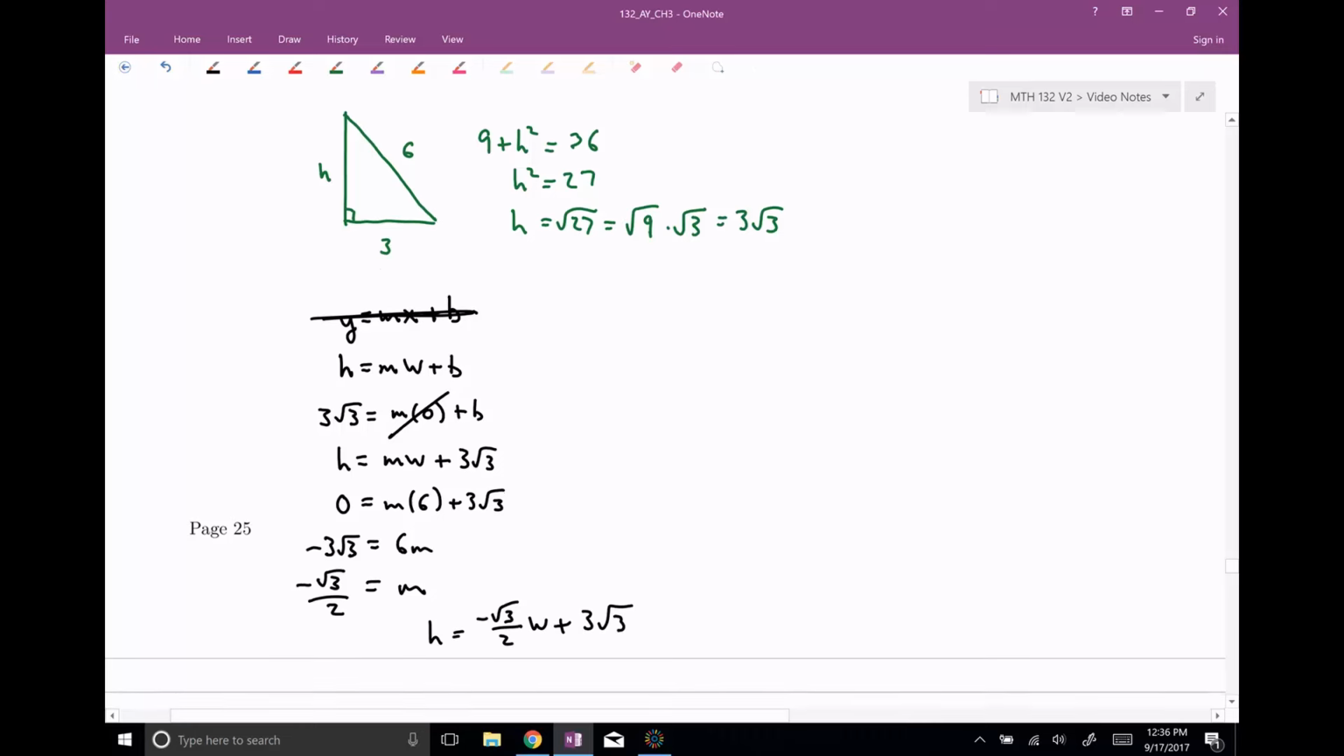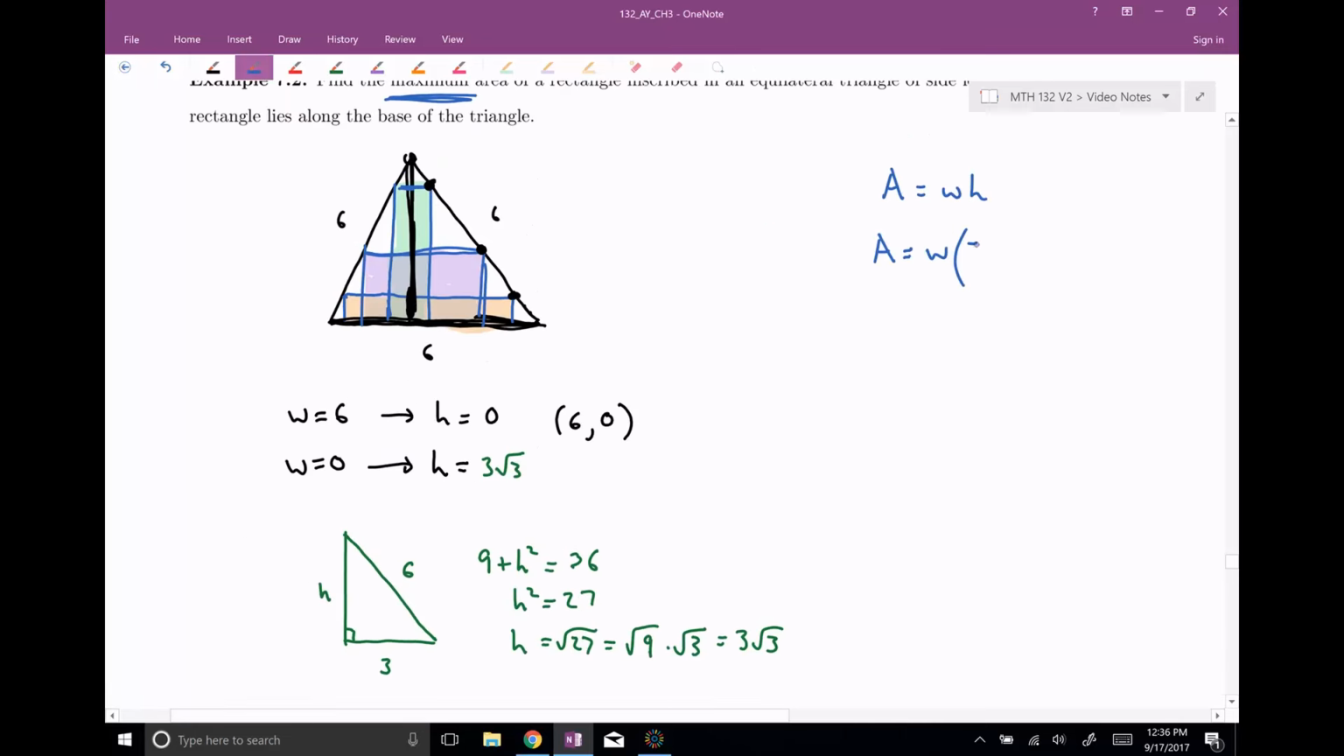Again, our equation is negative root 3 over 2 times w plus 3 root 3. And now we have an area equation with just one variable. So now I can actually take the derivative of this thing, find critical points, all that good stuff that I love to do, right? But I couldn't because, again, I had two variables. So somehow I need to restrict down to just one variable.